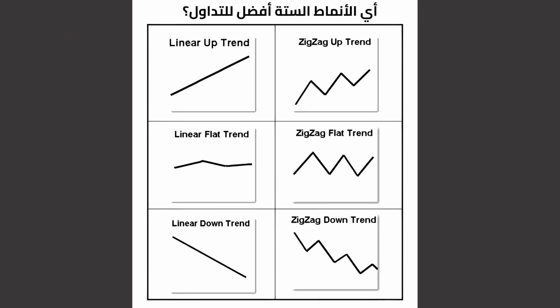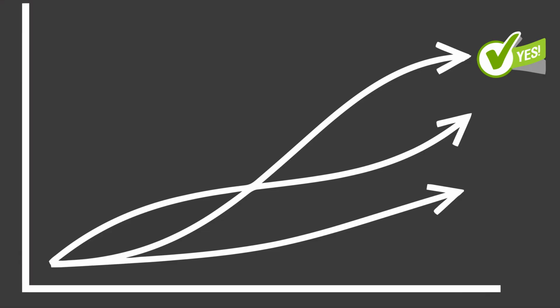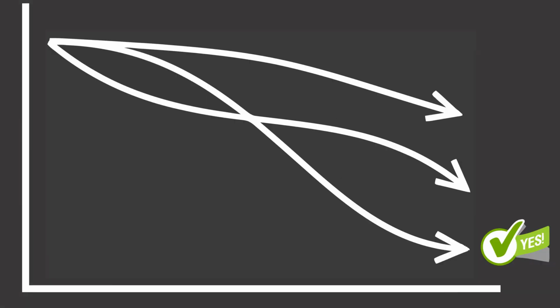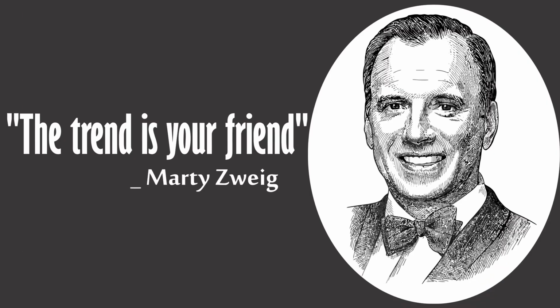Which of the six patterns is best for trading? The trading plan in this course is based on determining the direction of the price movement. If we want to speculate on the rise, we look for the strongest rising securities. If we want to speculate on the fall, we look for the most falling securities. We believe in the famous phrase said by the pioneer of financial markets, Marty Zweig, "The trend is your friend."